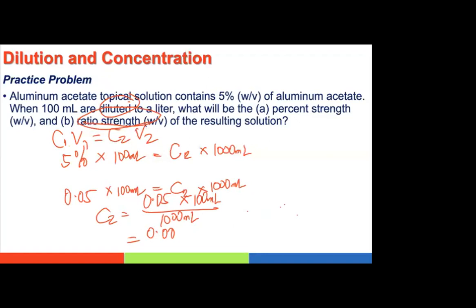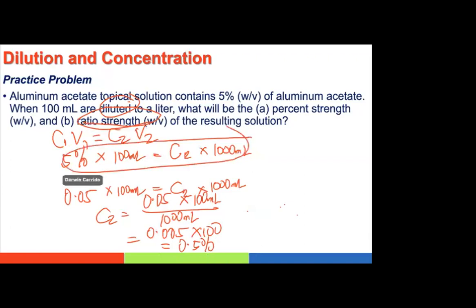Is this already percent? Multiply it by 100. So 0.5%. Or if we go straight, if you entered just 5, my answer will come out directly in percent, so there is no need to multiply the decimal by 100. So this is 5 times 100 ml divided by 1,000.